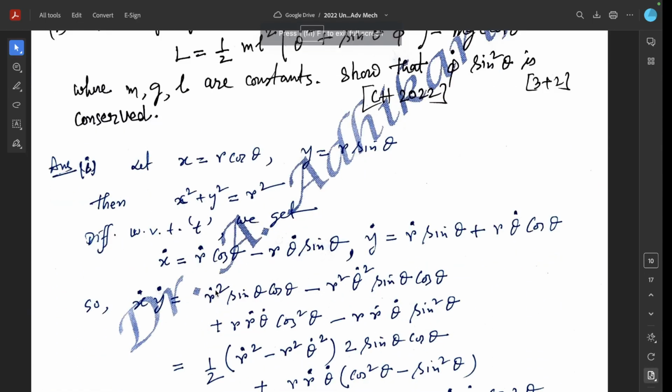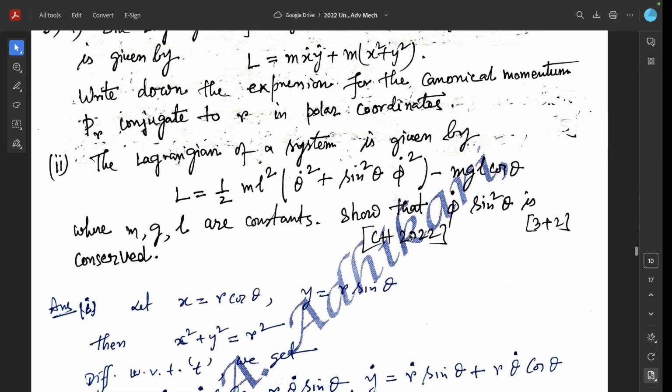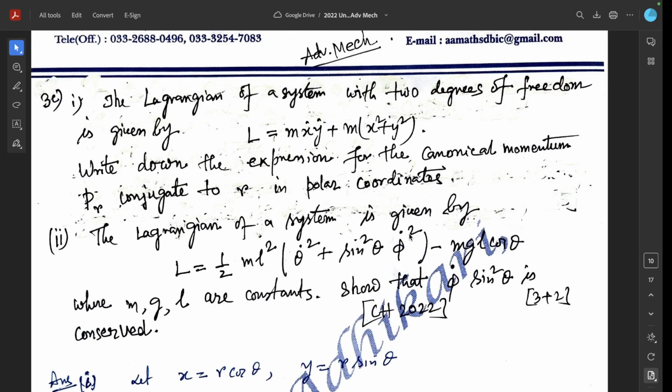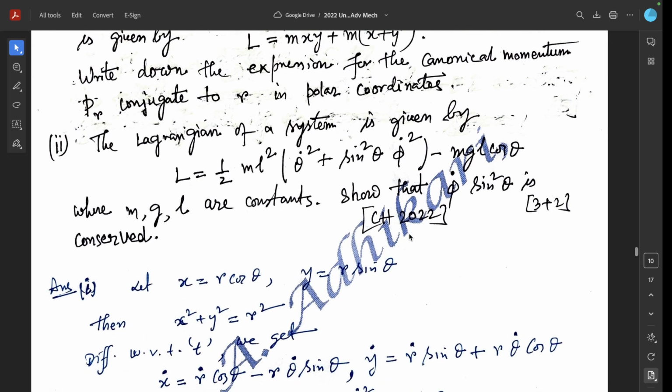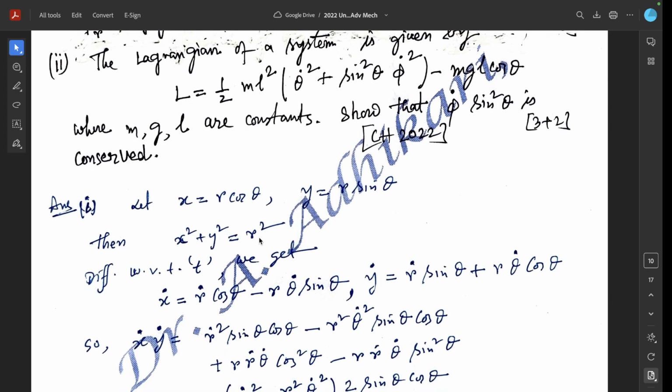Question 3C1. Here, put x equal to r cos theta and y equal to r sin theta, and convert from Cartesian to polar coordinates. This is two-dimensional motion, so this is the polar coordinate. x squared plus y squared equals r squared. Differentiating with respect to t, where dot means d/dt, x dot equals r dot cos theta minus r theta dot sin theta, and y dot equals r dot sin theta plus r theta dot cos theta.